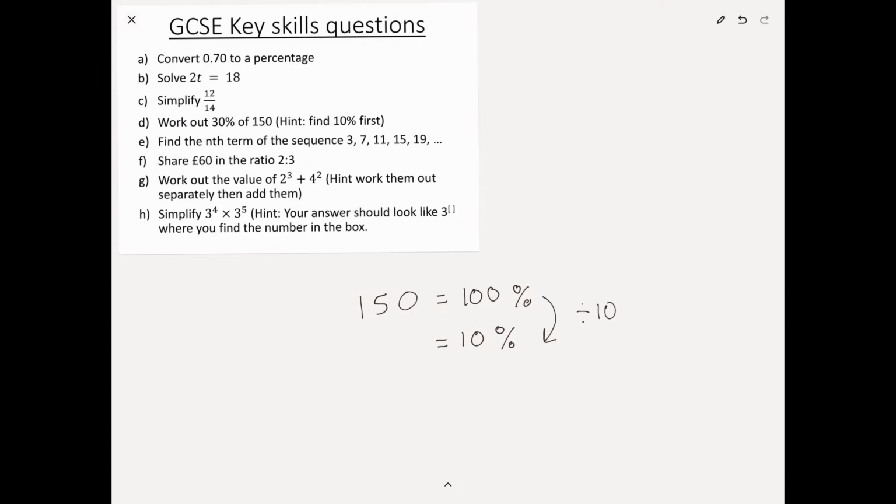Let's do the same to the 150 then. Divide that by 10 also, and we get 15. With 10% as 15, we want to find 30%. How do we get from 10% to 30%? Well, we times by 3. Have to do the same to both sides. 15 times 3 is 45. So 30% of 150 is 45.